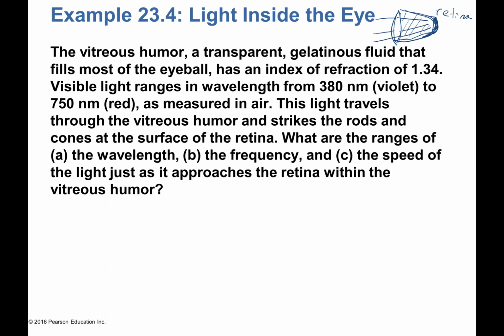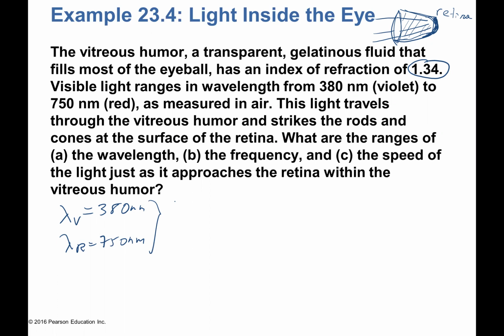So it actually has to go through that fluid. That fluid has the index of refraction of 1.34. That means the original wavelength is 380 nanometers for the violet, and for the red, 750 nanometers. I'm going to use prime to indicate those values inside the vitreous humor.